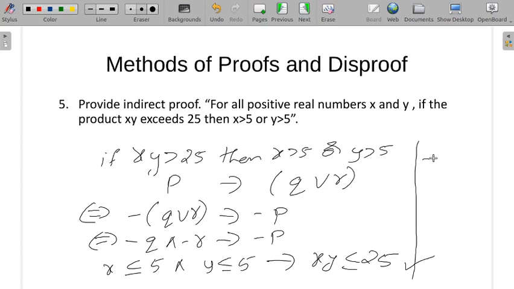We find that the negation of Q or R conditional on the negation of P, that is, the negation of P. So the contrapositive is true. Therefore, P conditional Q or R is also true by indirect proof.